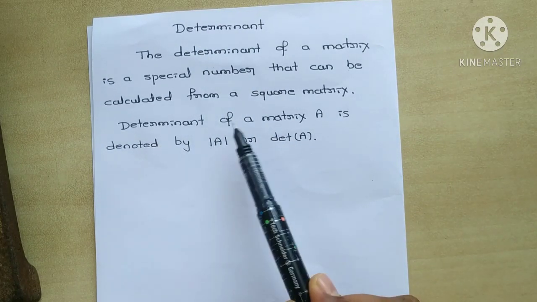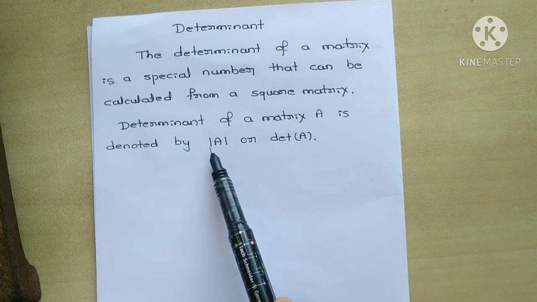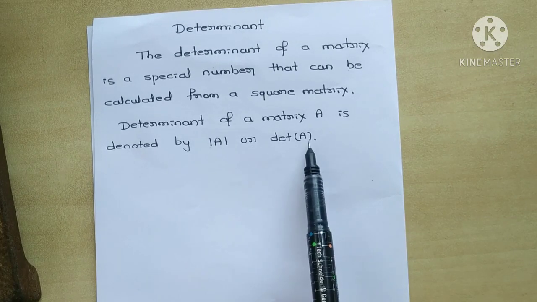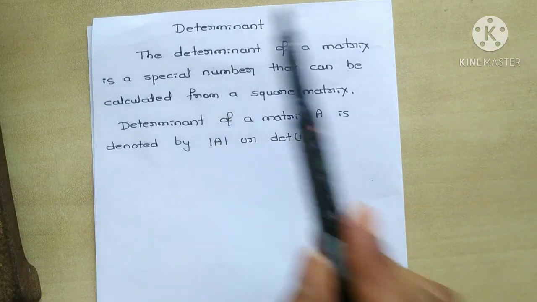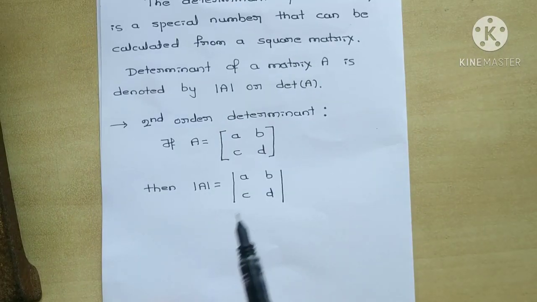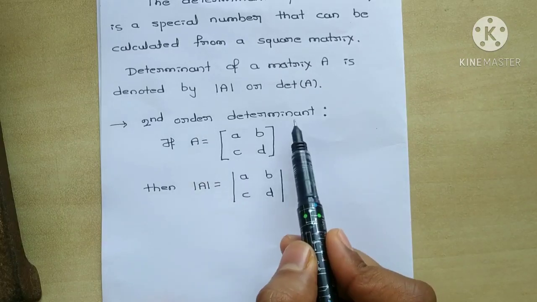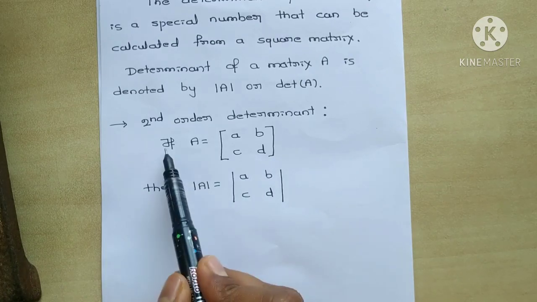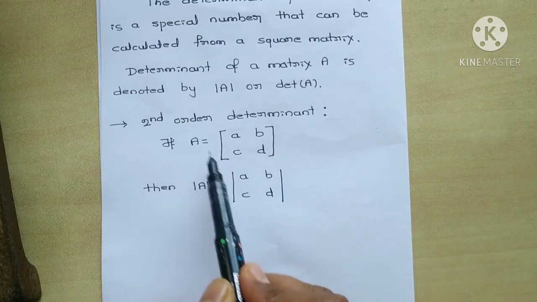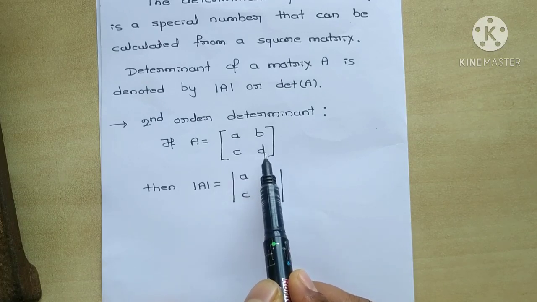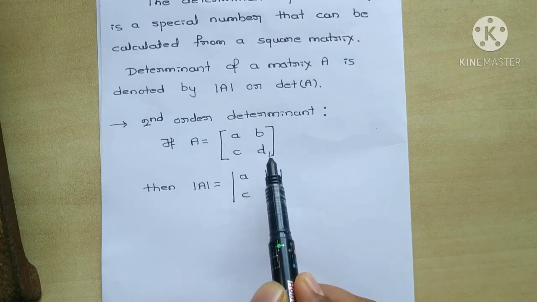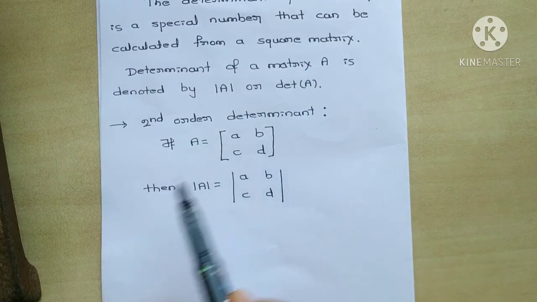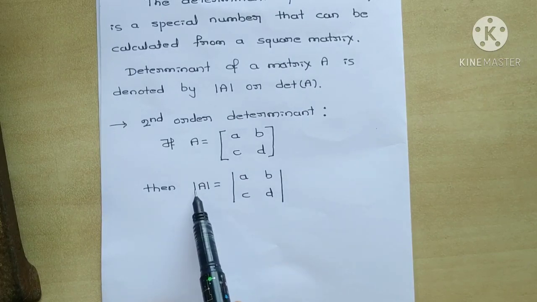Next, the determinant of a matrix is denoted by this symbol, determinant of A, or det A. Det indicates determinant. So first, the second order determinant. Let us consider one square matrix. If A is equal to [A, B, C, D], this is a square matrix, because there are 2 rows and 2 columns. So this is what we call a square matrix.